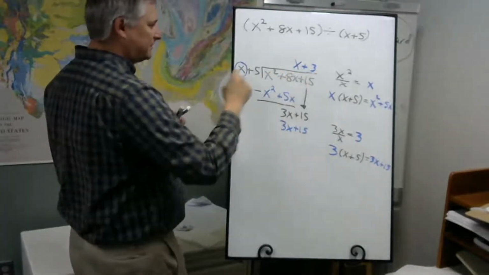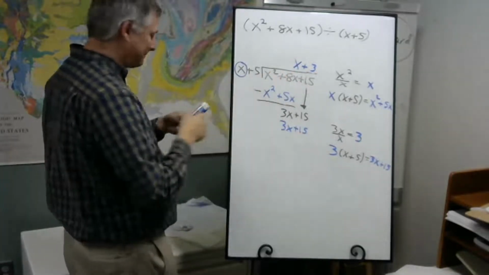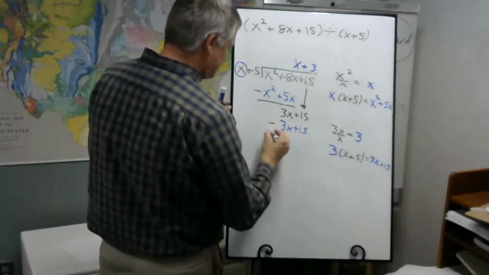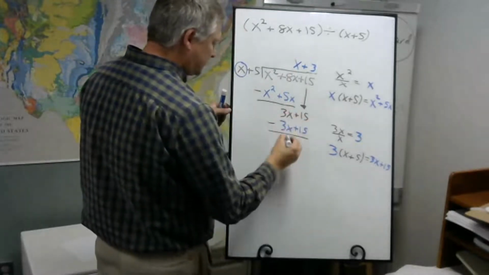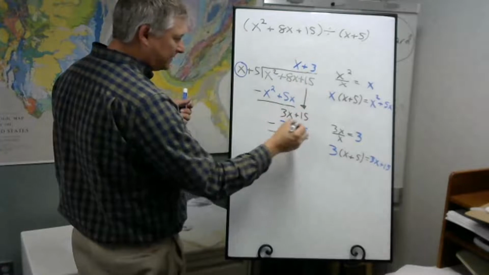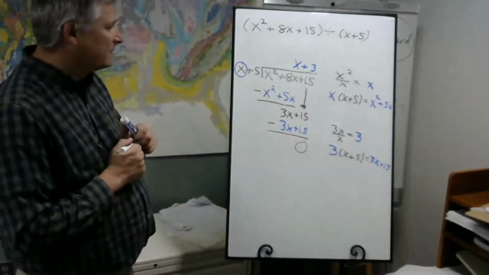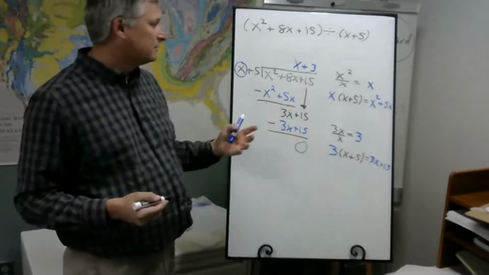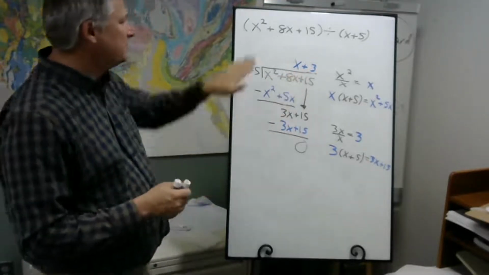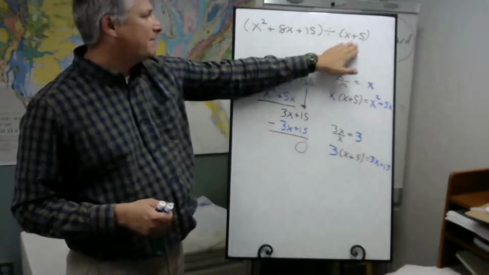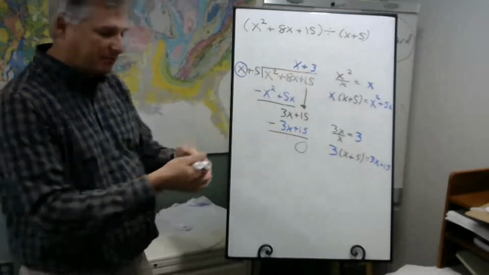Again, the product of this and this goes down here. 3x minus 3x is 0. 15 minus 15 is 0. So we get 0 as a remainder. So what did we get for an answer? Well, x plus 3. When we divide this polynomial by that polynomial, we get x plus 3.